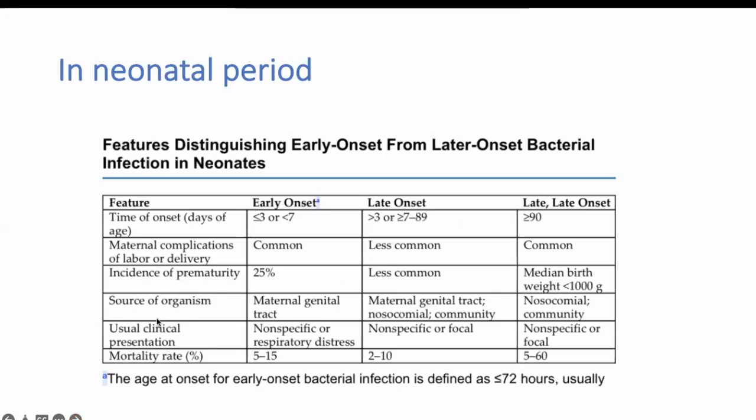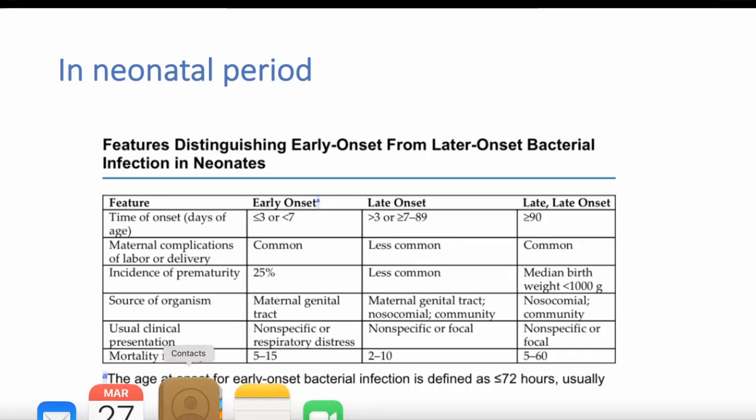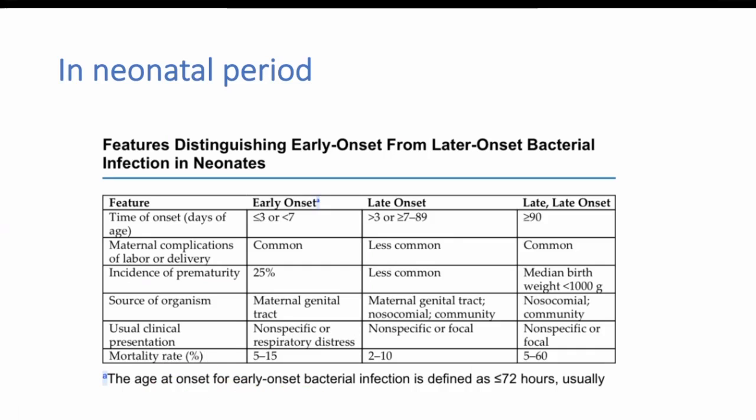So what about the neonatal period? I think you took neonatal infection, or no? Early onset, late onset. Not yet. So it's important in the neonatal period to distinguish between early onset and late onset sepsis. Why is that? Does anyone know why? It's present in the table. Maybe different organisms. Yes, because of different organisms.